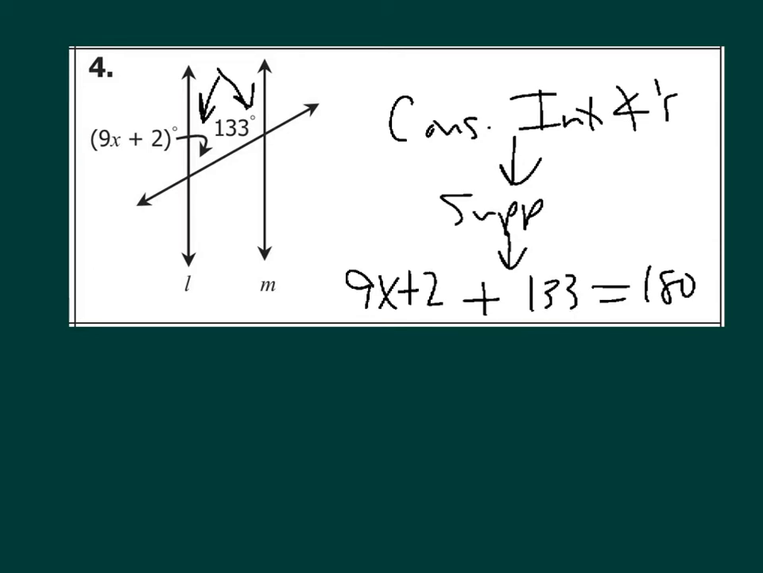Now we're going to go into combining like terms. 2 and the 133 are like terms, so that's going to be 9x plus 135. Whoops.